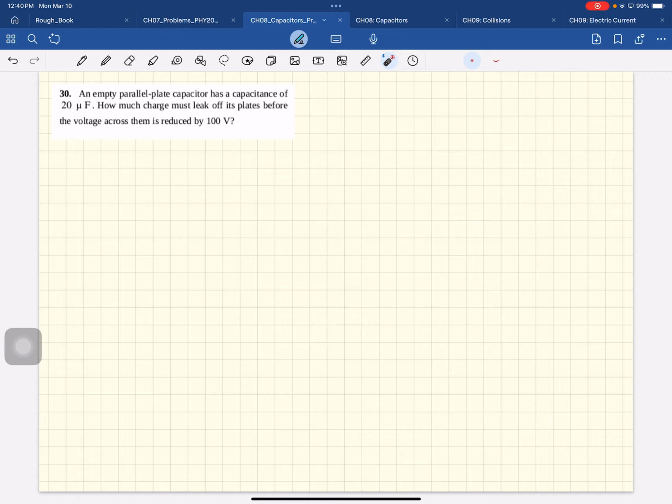All right, so this problem says an empty parallel plate capacitor has a capacitance of 20 microfarads. How much charge must leak off its plates before the voltage across them is reduced by 100 volts? Okay. So here's a parallel plate capacitor, and the capacitance is how much charge it can hold per unit volt.